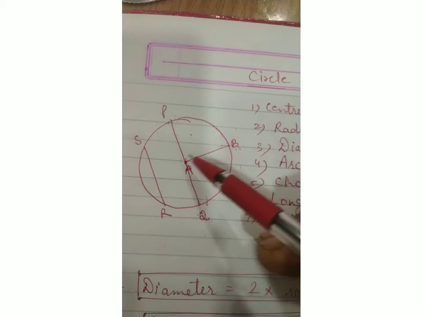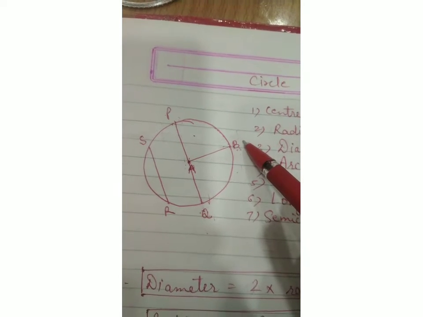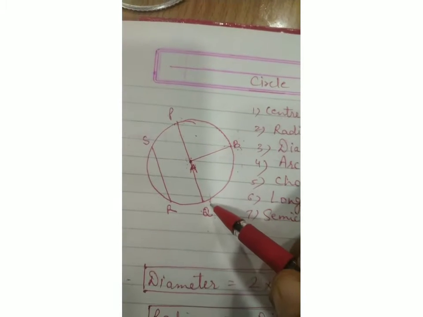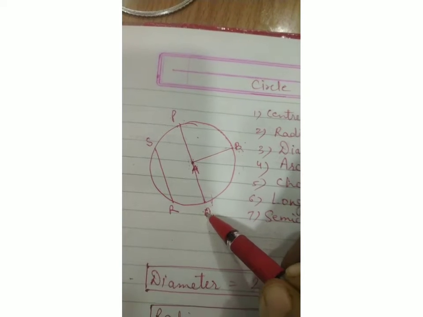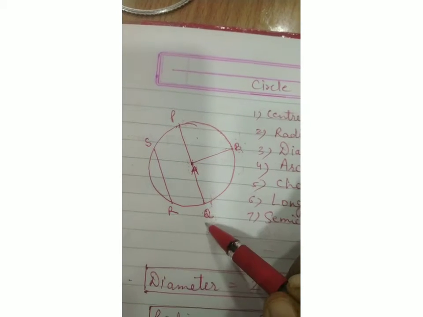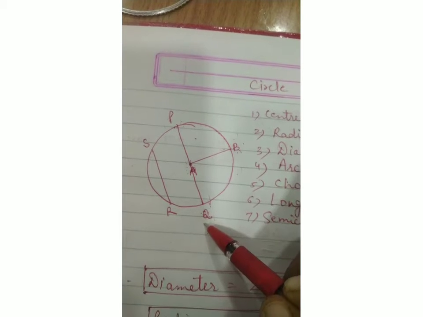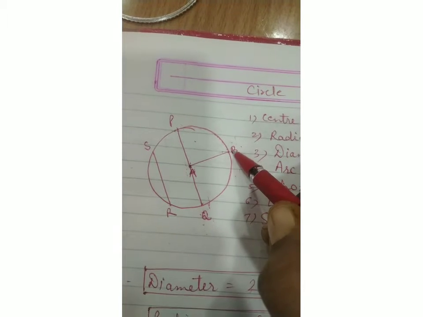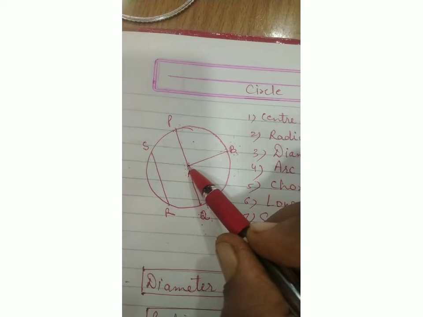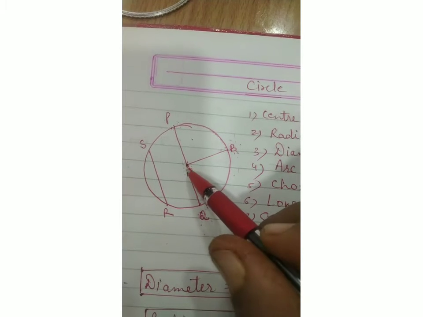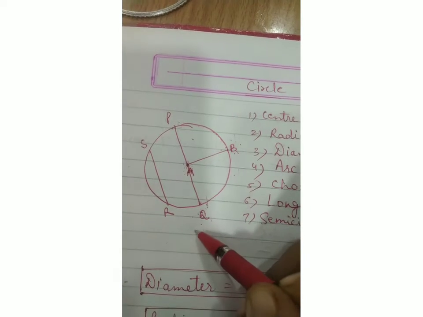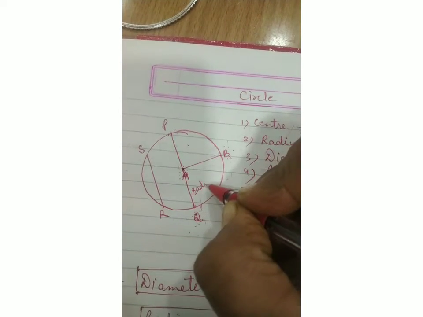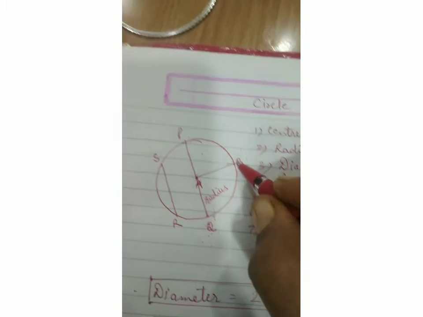Okay. So here A, B are the 2 points on the circle and A, Q is another point. So AB and AQ, they both are at the same distance from the center of the circle. I mean point Q and point B both are at the same distance from center A. So this distance between the center and any point on the circle is called its radius. Means AQ is a radius as well as AB is also a radius.